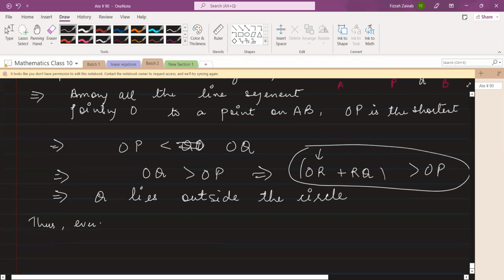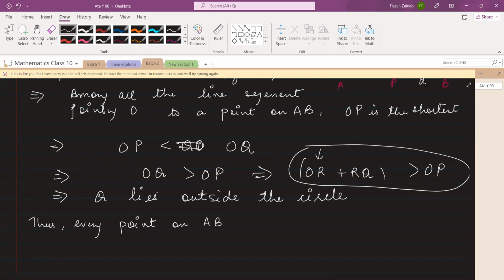Thus, every point on AB. So this is possible for every point. We have shown it only for one point Q. You can take any point, same thing will come. So thus every point on AB other than P lies outside the circle. Understand?